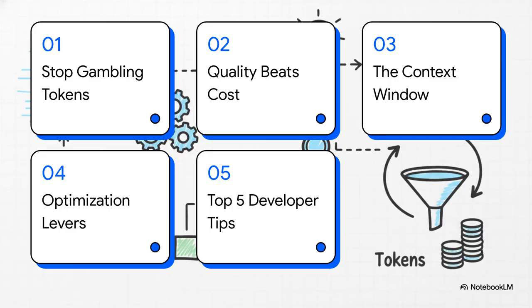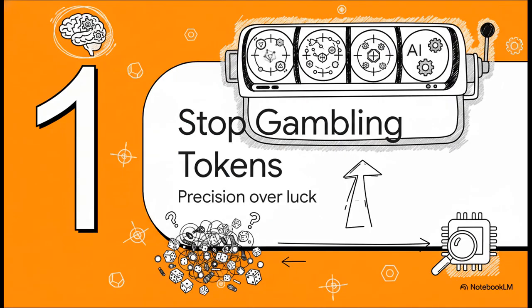So here is our roadmap for today. First, we're going to look at why we need to stop gambling with tokens. Then, why quality beats cost. After that, we'll take a peek inside the context window, go over some highly practical optimization levers, and wrap it all up with the top 5 developer tips. Starting right off with Section 1, Stop Gambling with Tokens.